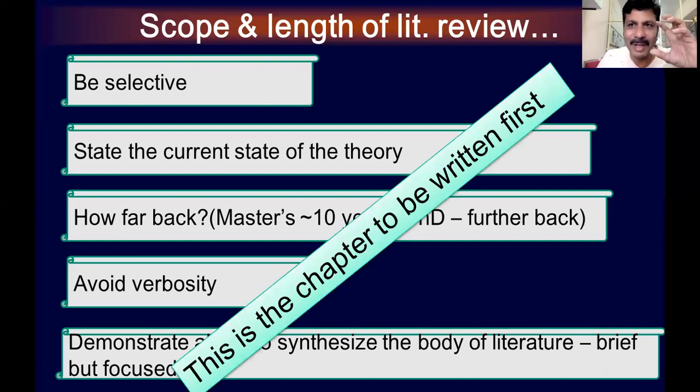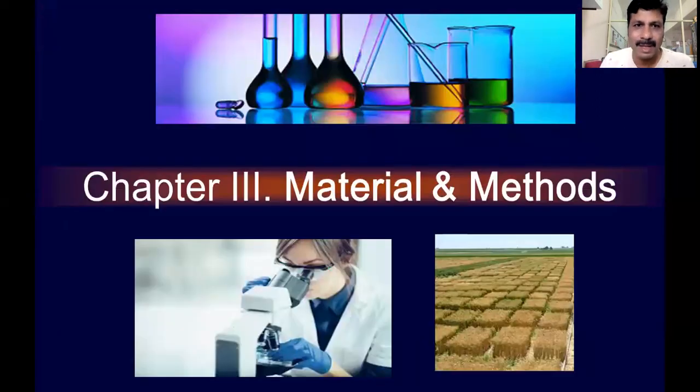Okay, so when you have a thorough idea of what has been done so far, you can think of planning experiments. So the next chapter is materials and methods. Very important chapter. What are the materials used? What is the methodology you followed?